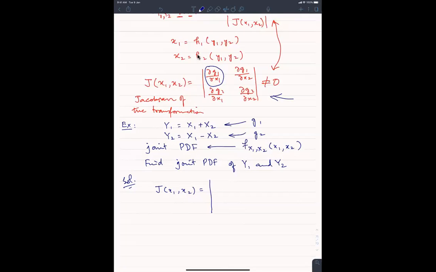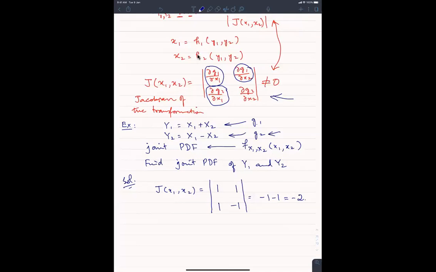Okay. What is partial g1 over partial x1? Differentiate g1 with respect to x1, x2 is constant, so you will get 1. What will partial g1 over partial x2 be? This is also 1. Partial g2 over partial x1 means you differentiate g2 with respect to x1, you will get 1. Partial g2 over partial x2 is going to be minus 1. So this answer is going to be minus 1 minus 1, which is minus 2. This is the Jacobian.